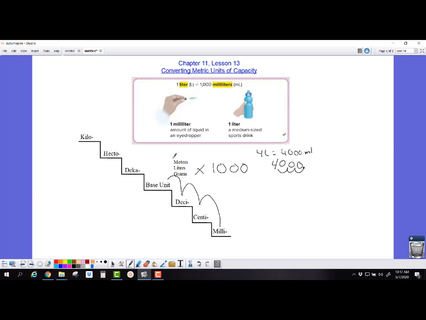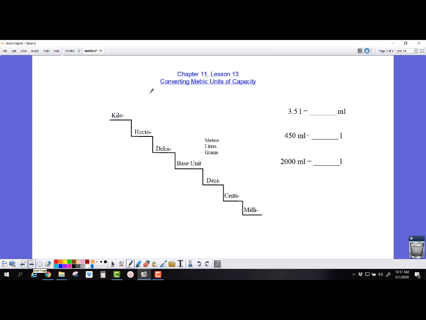Let's do a couple examples. So we'll start here this time with 3.5 liters. And we want to go from liters to milliliters. So liters are our base unit, and just like we did last time, we go down 1, 2, 3, and that will get us to milliliters. So we move our decimal 1, 2, 3 to the right.